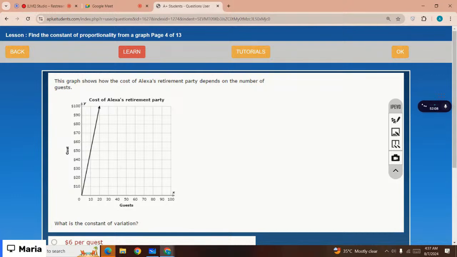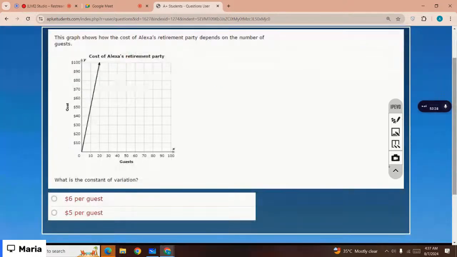What is the constant of variation, which is the correct option? The correct option is $5 per guest. Option number 2 is the correct option, right?